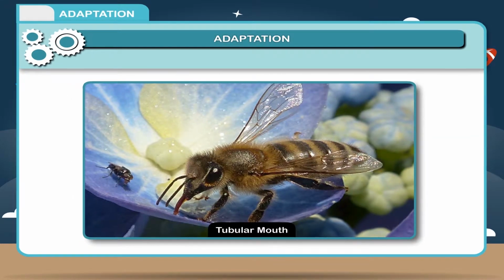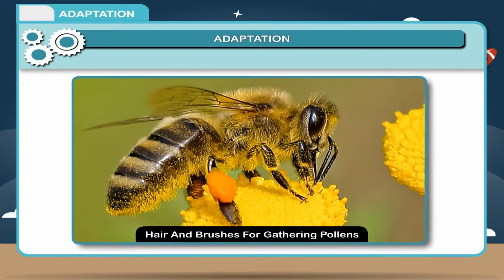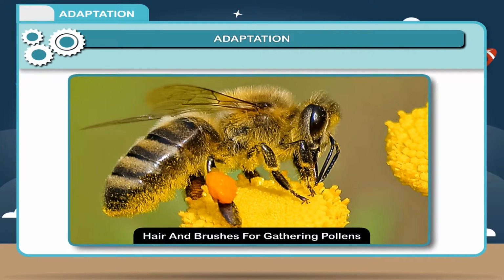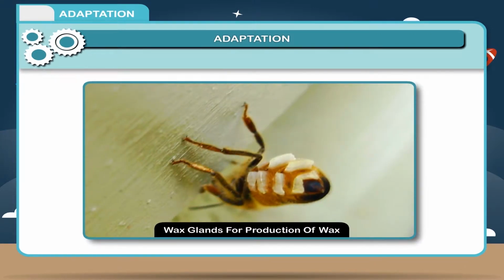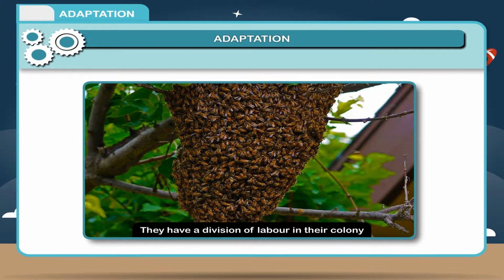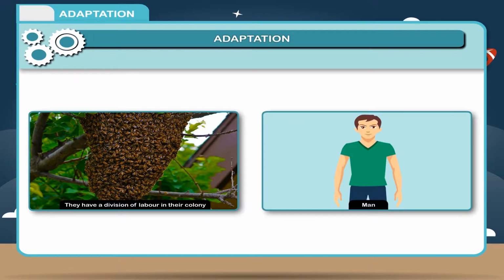They have many adaptive features like tubular mouth parts for sucking nectar, hair in brushes for gathering pollen, and wax glands for production of wax. In addition to this, they have a division of labor in their colony. Man, on the other hand, shows generalized adaptations, as he is capable of adjusting to diverse habitats.